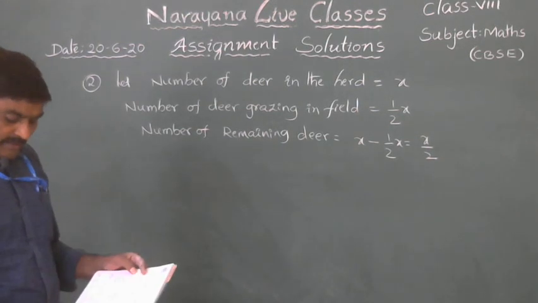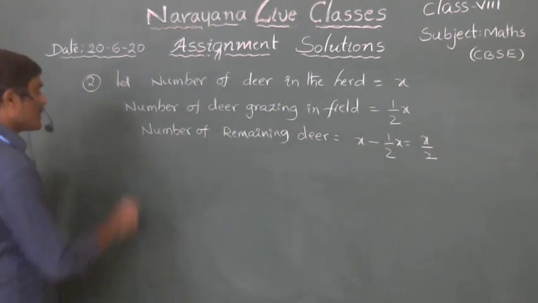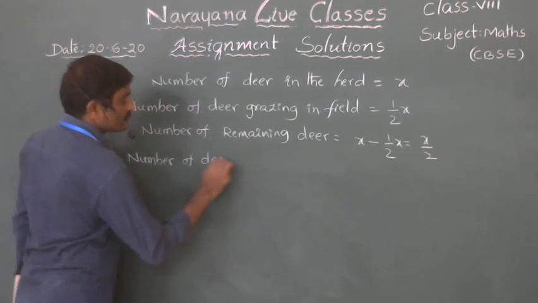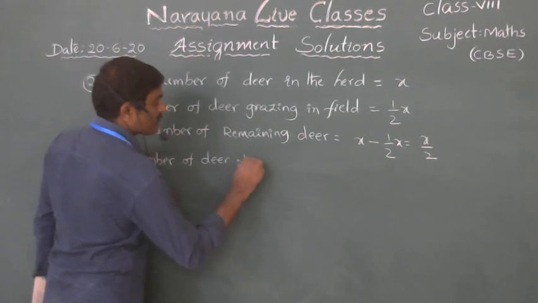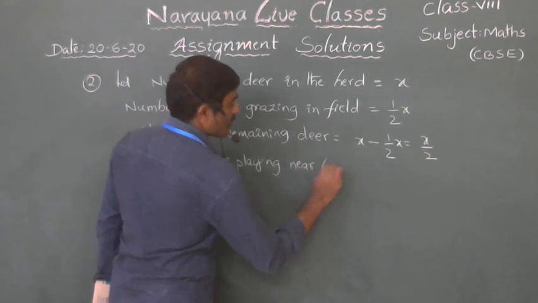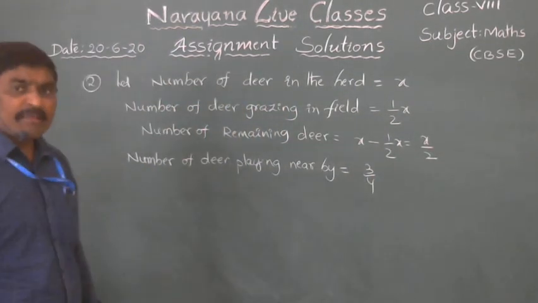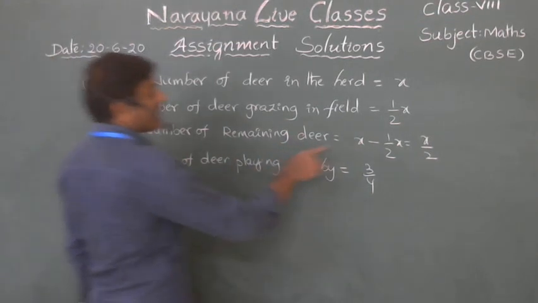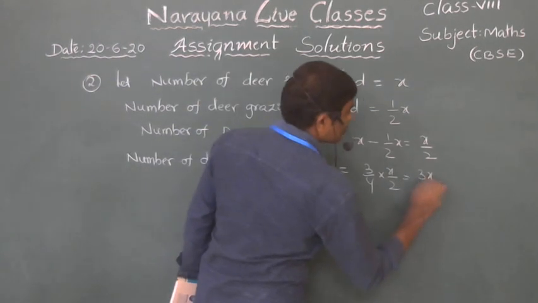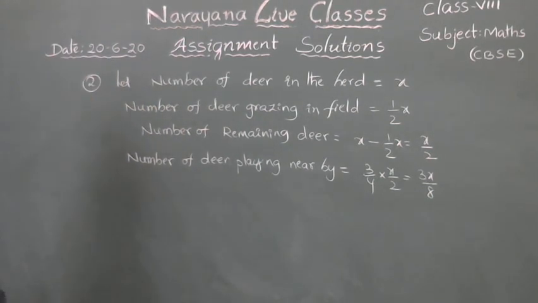Now what is given here? 3/4 of the remaining are playing nearby. So the number of deer playing nearby is equal to 3/4 of the remaining. 3/4 means 3 by 4 into the remaining. Remaining deer are x by 2, so 3 by 4 into x by 2. That means 3x by 8. 3 into x is 3x, 4 into 2 is 8. 3x by 8 deer are nearby.